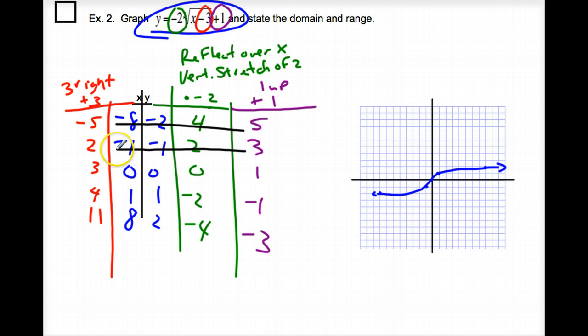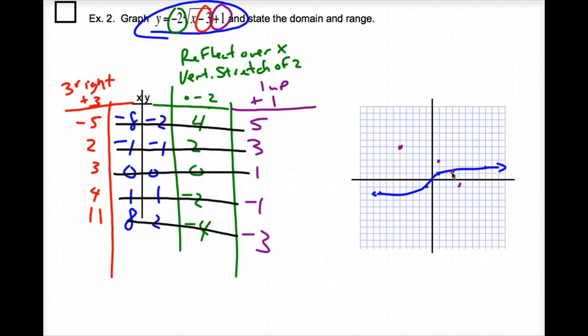Here are my new coordinates. 4 goes with negative 1, 11 goes with negative 3. And then I'll go ahead and use the purple, I guess, on this. So I got negative 5, 5, 2, 4, 3, 3, 1, 4, negative 1.